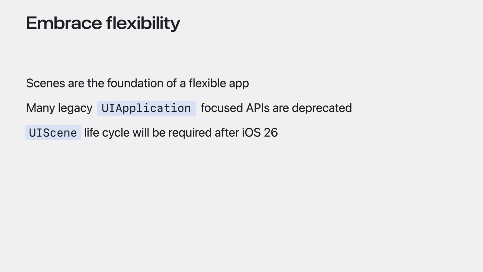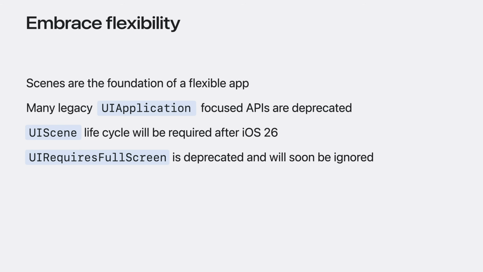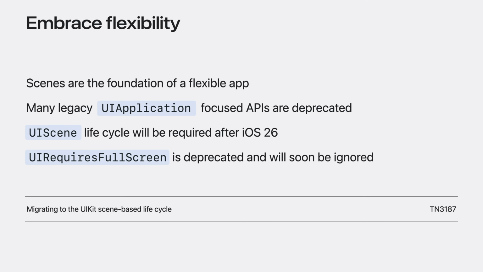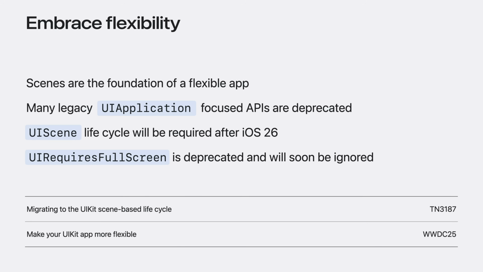In the release following iOS 26, any UIKit app built with the latest SDK will be required to use the UIScene lifecycle. Otherwise, it will not launch. Adopt the UIScene lifecycle everywhere, not just in multi-window apps. For details on how to do that, read the tech note, Migrating to the UIKit scene-based lifecycle. For more information on how to maximize the flexibility of your app, including new APIs that will help you migrate away from UIRequiresFullScreen, check out the video, Make Your UIKit App More Flexible.